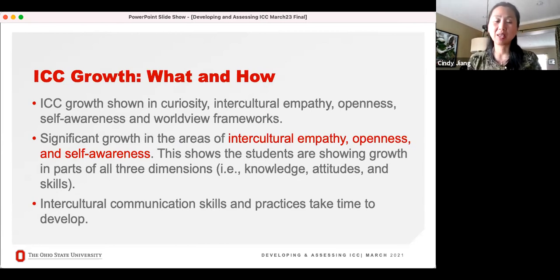And later on, I will share some examples to give you a sense of how we are assessing the growth in empathy, openness, and awareness. What we also noticed is that when it comes to the behavioral aspect, our students are still in need of more exposure and experience with diversity. As such, their intercultural communication skills and practices take more time to develop. It wasn't something they could gain immediately after three courses on intercultural learning modules.